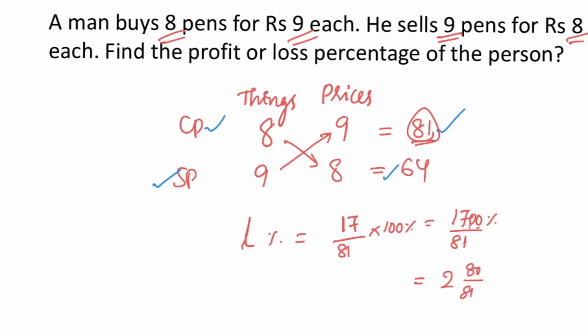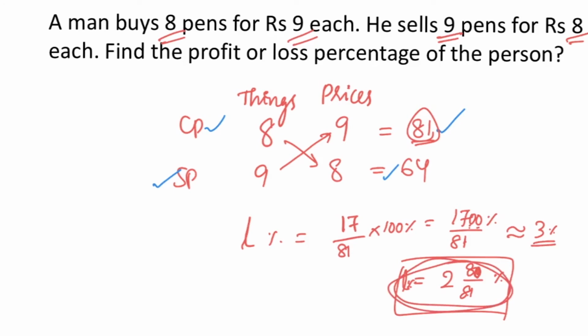So 2 and 80 by 81, the fraction 80 by 81 percent, is the loss. Or if an approximate value is asked, it is approximately 3%. See, 80 by 81 is almost 1. So approximately 3%, or exactly 2 80 by 81%.